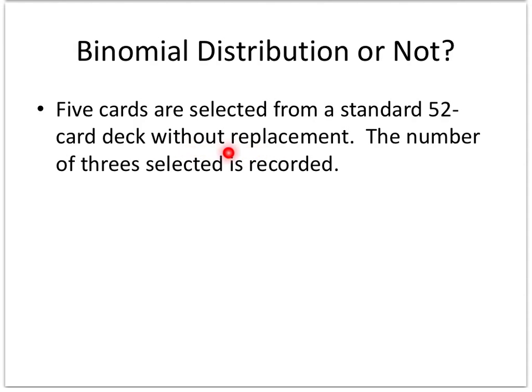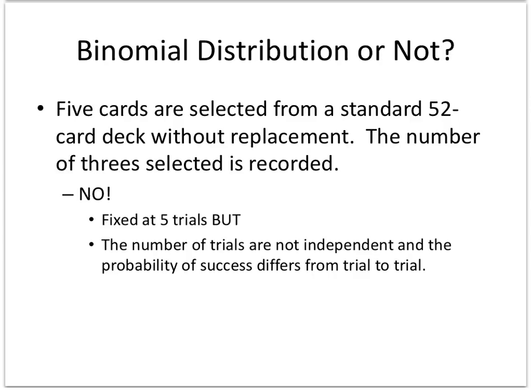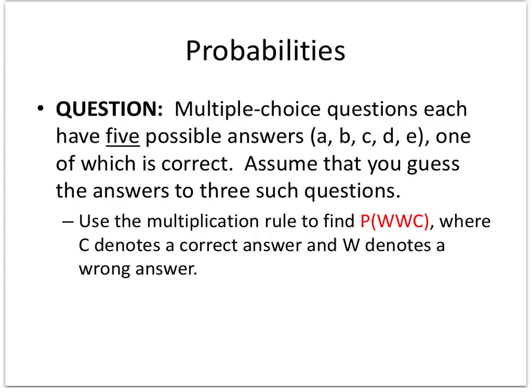That's a key right there. The number of 3s selected. This is not binomial. There is a fixed number of trials, but because you're not replacing the card, notice that these are not independent. The probability of drawing the first 3 is going to be different than the probability of drawing the second one because there's already a card missing. So this is definitely not a binomial.